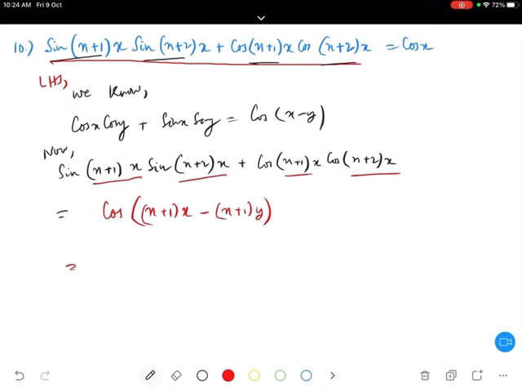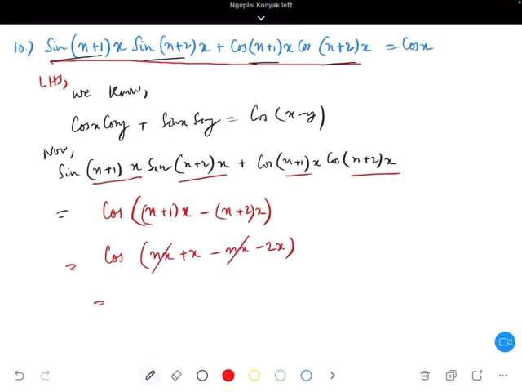Acha, from where are we getting y in here? It is n plus 2 x. Wait a second, guys. So this is it. What do we get? Cos x minus y. So what do we have? Cos of, let's multiply, nx plus x minus nx minus 2x. So minus nx and nx goes out. So we have x minus 2x, that is cos of minus x, and cos of minus x, we already learned this formula. It is cos x. So that is equal to right hand side. So that's proved. Simple as that.